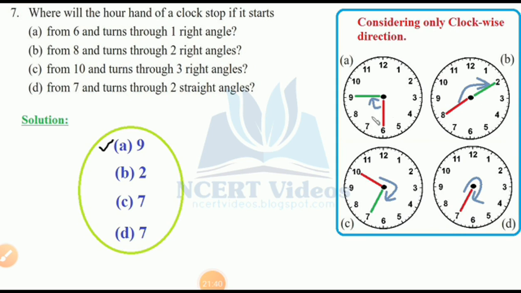Yes, this is the second example I am explaining. I am using two colors, red and green. Red color is the starting position, and green color is the ending position. And the blue arrow shows which direction you have to move. Here it is a clockwise direction. Is it? Yes, it is so easy.